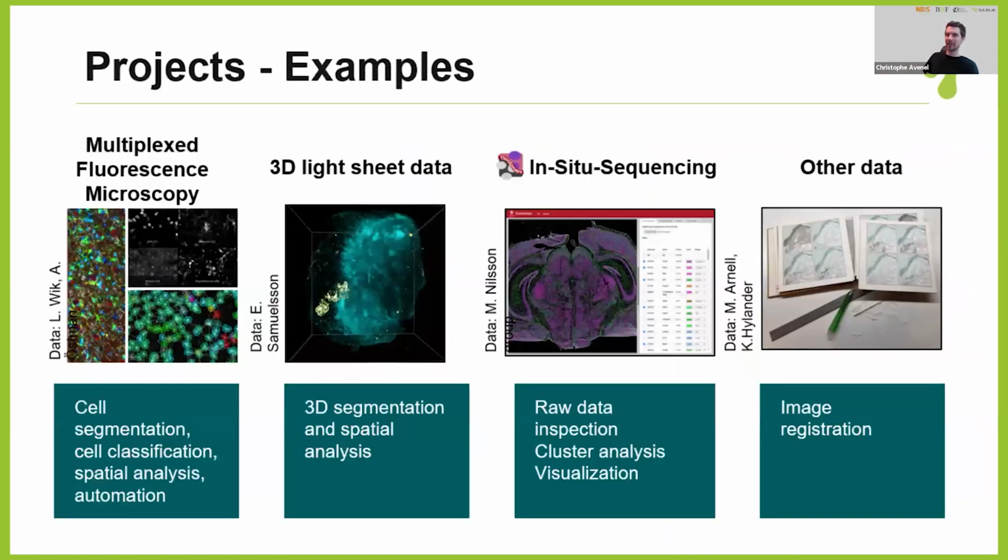This is our typical kind of projects in the node. We mainly work on microscopy, 3D light sheet data, things like that, where we do image analysis. But we also work on spatial omics data, visualization, pre-processing, and analysis, and also quality control. And that's what I will show you today.